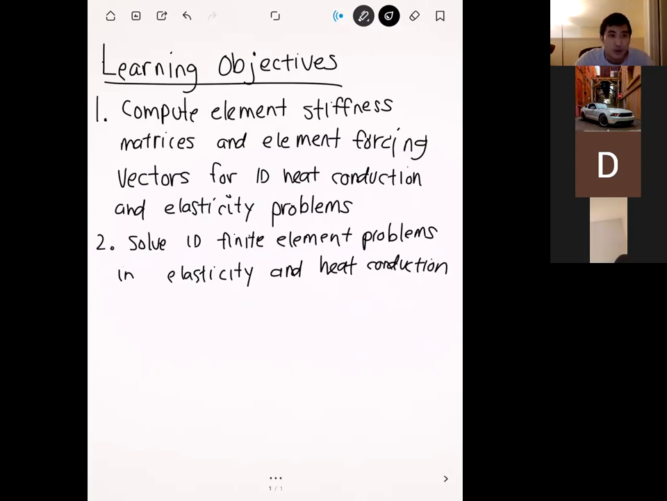Okay. So today, we'll see how to form the element stiffness matrix for these kinds of problems. And then we'll do an example to show you how this all fits together. Okay. And then next week we have a busy week. So we have a lot going on next week.